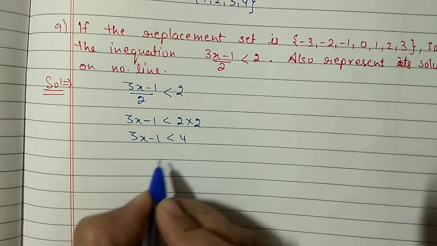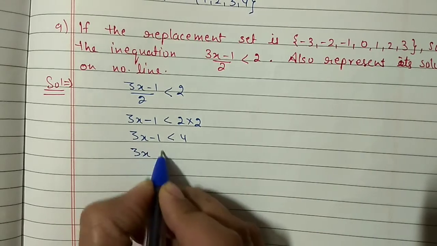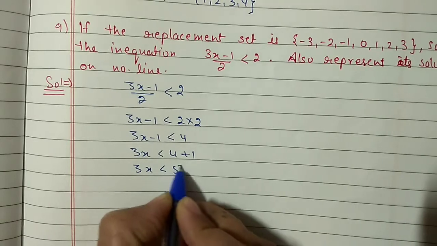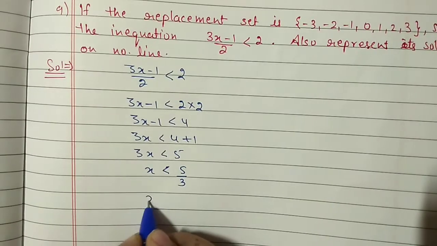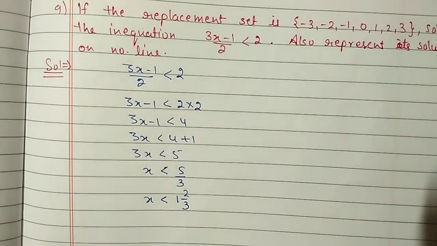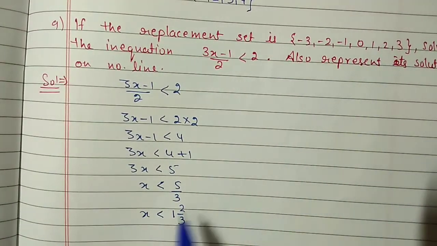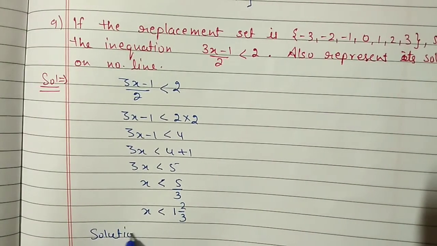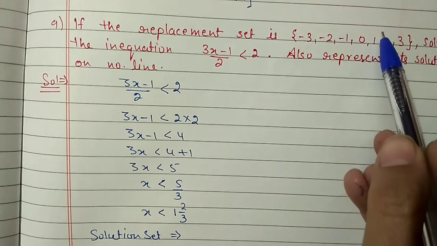This minus 1 also we can shift another side. So we will get 3x less than 4 plus 1, or 3x less than 5. 3 also shift another side, 5 by 3, or x less than 1 whole number 2 by 3. It means we have to take numbers from this replacement set which are less than 1 whole number 2 by 3. So 1 whole number 2 by 3 will be between 1 and 2. Somewhere here it will be there.